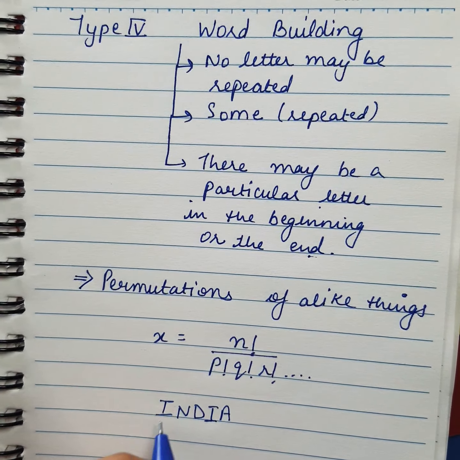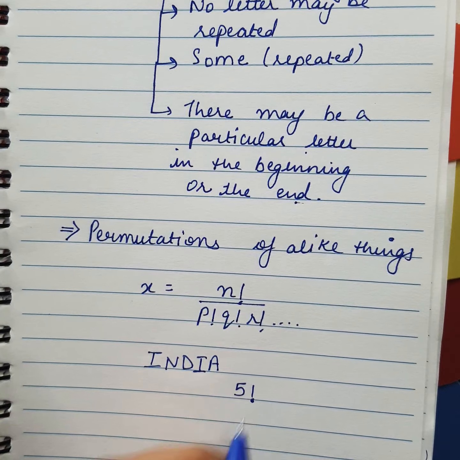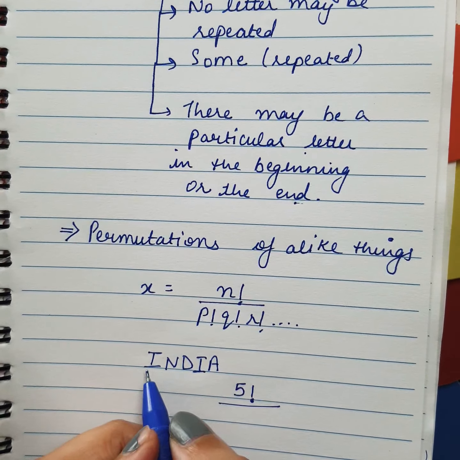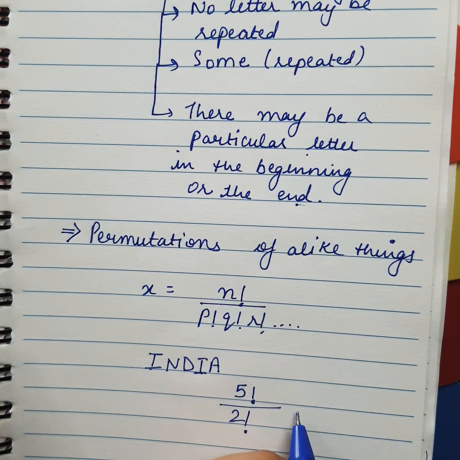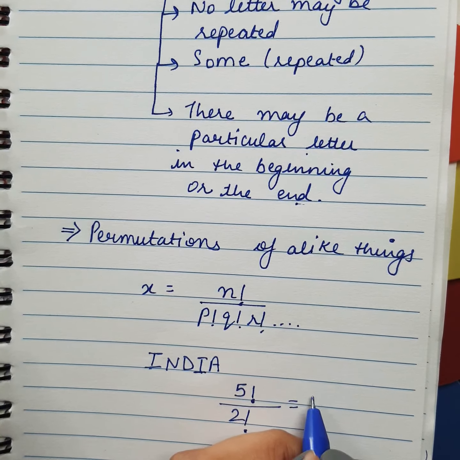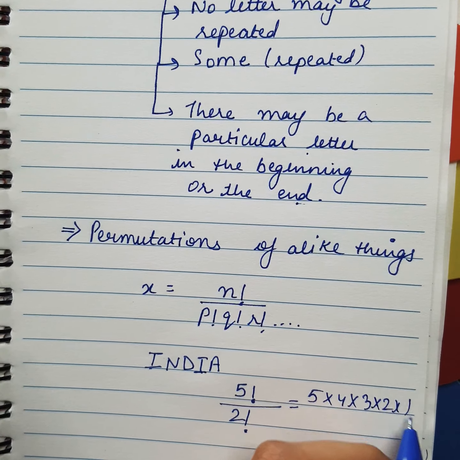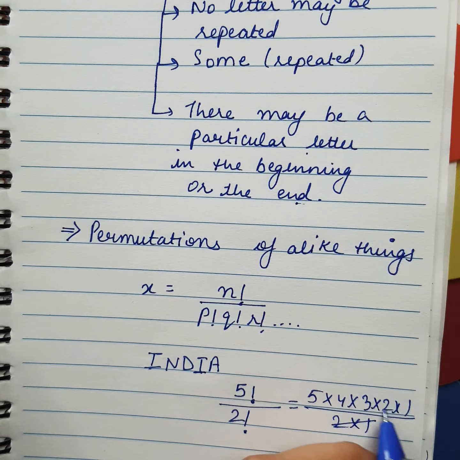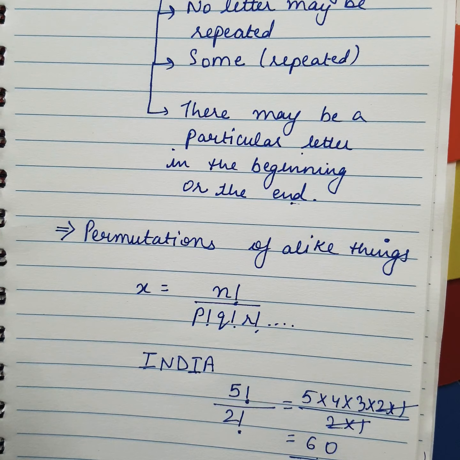Out of the 5 letters, 2 letters are being repeated. So the number of permutations is 5 factorial, divided by 2 factorial for the repeated letters. So there we will get the permutations 5 into 4 into 3 into 2 into 1 upon 2 into 1. So we will get 60.